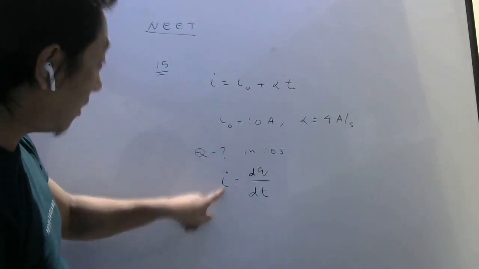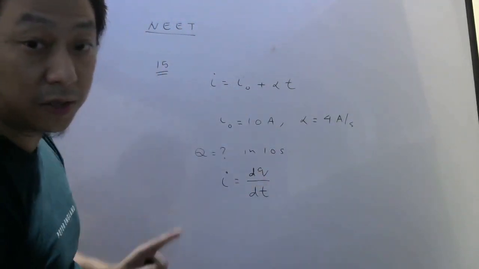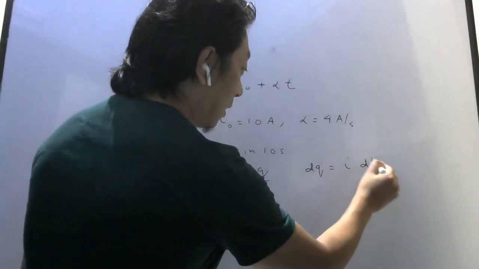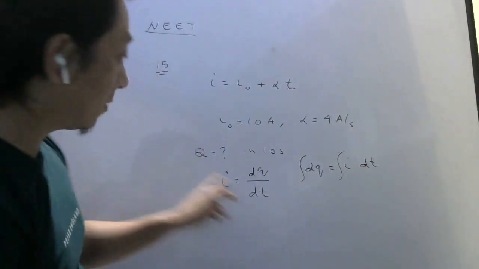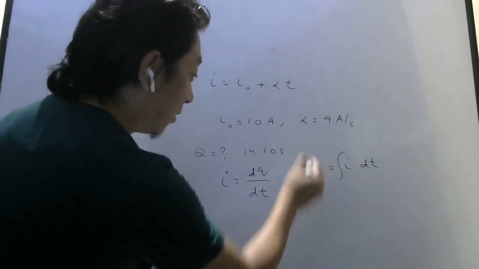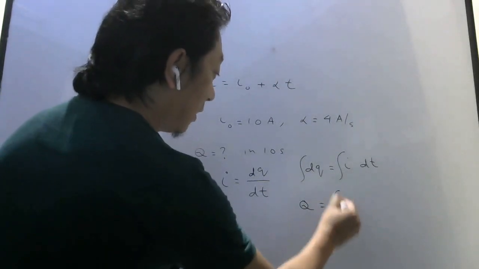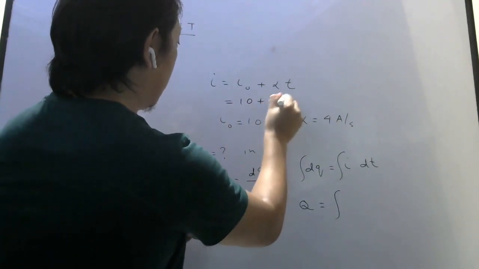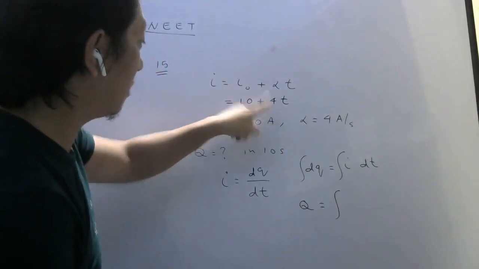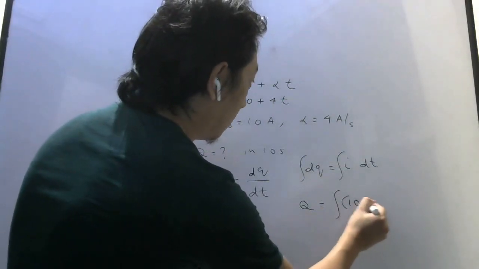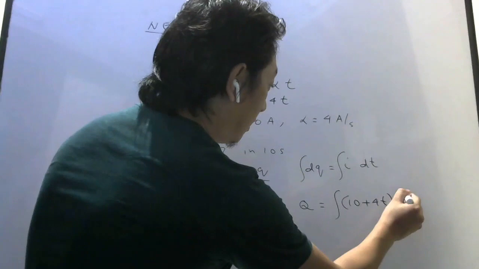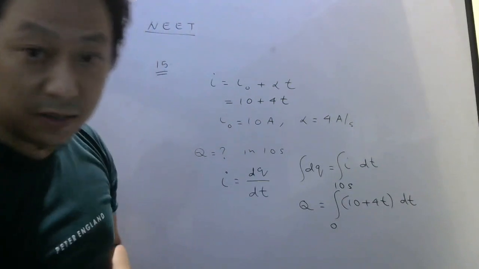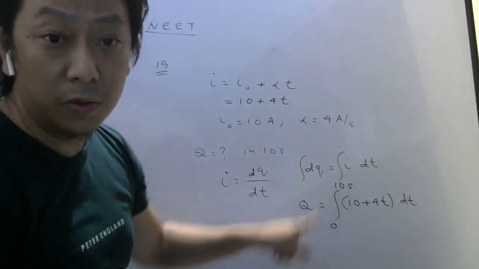Since current is given and you have to find charge, what should I do? Cross multiply and then integrate. So this will be the total charge, and the current is 10 plus 4t, because I naught is 10 and alpha is 4. So the charge is the integral of 10 plus 4t dt, from 0 time to 10 seconds. The variable is time, so the limits belong to time.